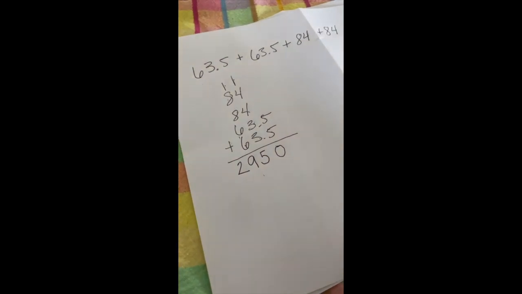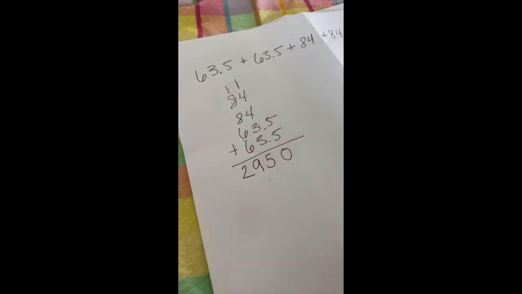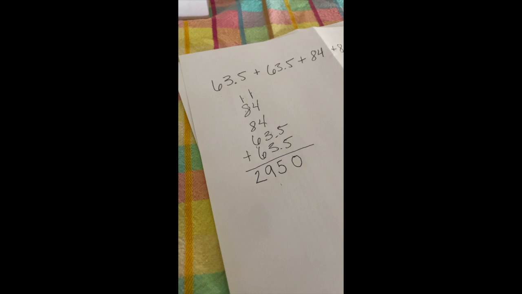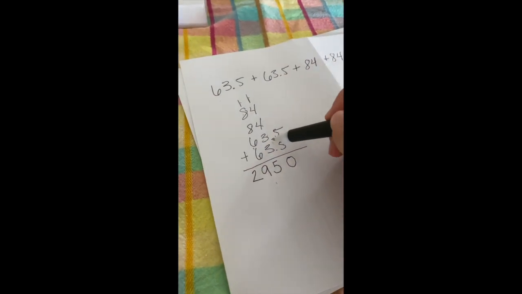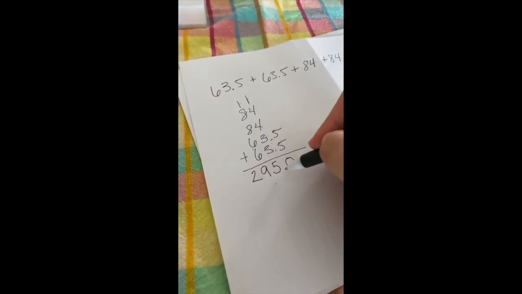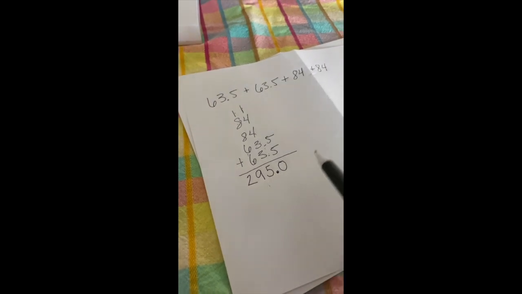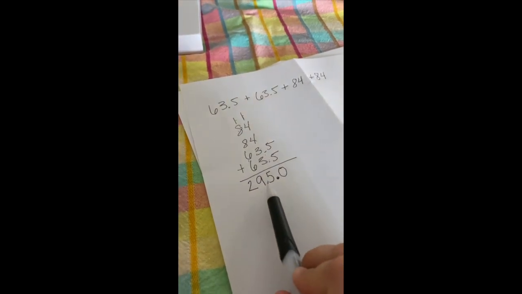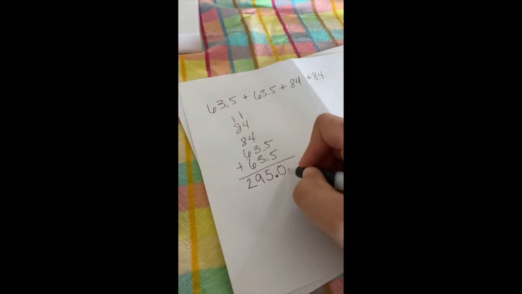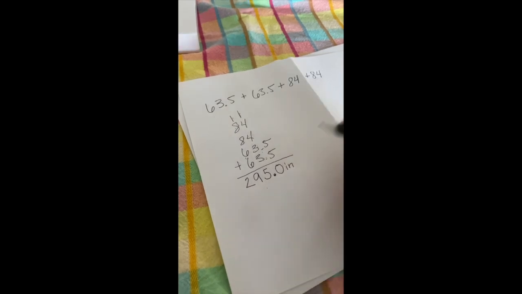So now the only difference is if you're looking at this, you would think, that's 2,950 inches long? Nope, we have to remember we have a dot here. So it's kind of like a placeholder. So we put the dot there. So now if we look at it, it's 295 inches all the way around my rug. So that is the perimeter of my rug. The perimeter is 295 inches, because remember I measured in inches.